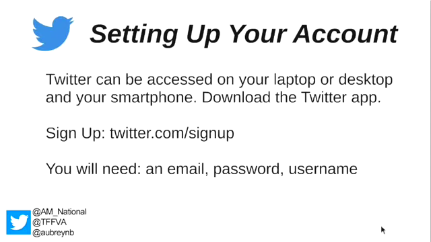Twitter can be accessed on your laptop or desktop and your smartphone, and you will need to download the Twitter app on your smartphone. To sign up, you need to go to twitter.com/signup. That is about the only URL you will need to know in order to start with Twitter. It's a very simple sign-up process. I'm just here to give you some tips as you sign up. Basically, you'll need an email, a password, and a username.